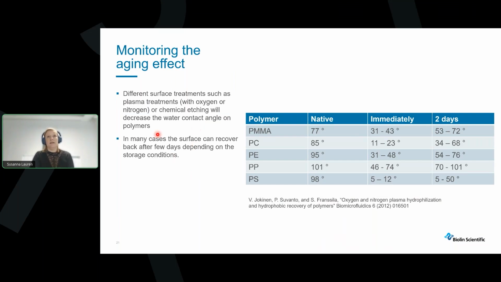And one thing here to also notice, they also looked at the storage conditions. So it also makes a difference how you store your sample after the plasma treatment, on how quickly the contact angle will revert, or the surface properties will revert back to the original state. And of course, it's also to some extent material dependent. So not all the polymer materials behave exactly the same way. So this is also good to understand.